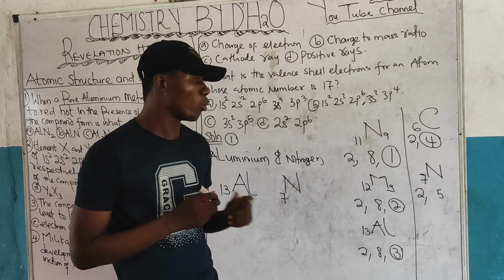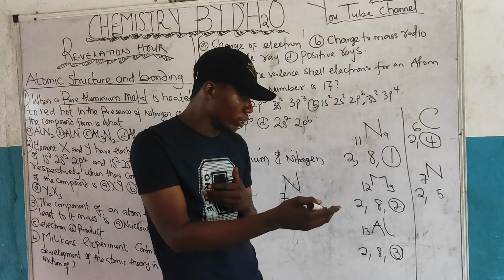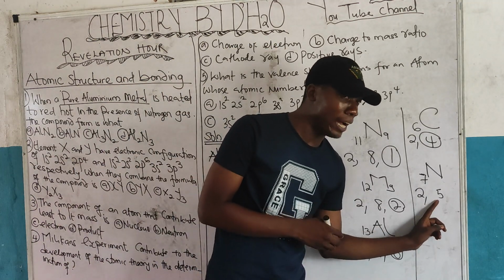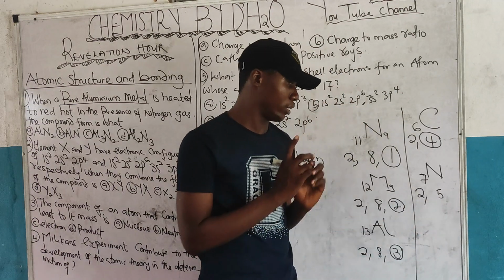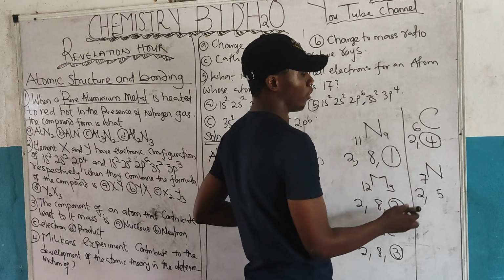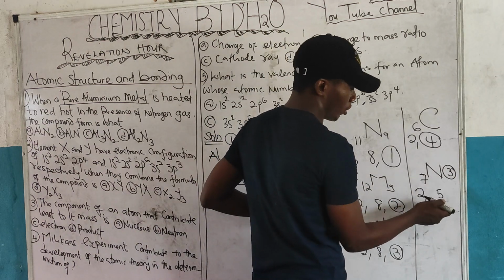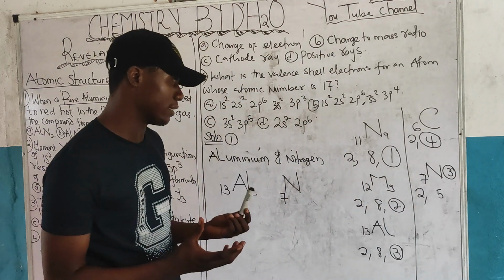No. Okay? So what do you simply do? What will I add to 5 to give me 8? And that number is what? 3. It therefore means that the valency of nitrogen is what? 3, not 5. Do you understand?